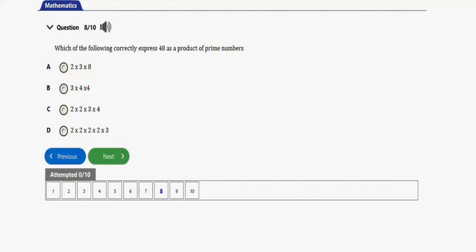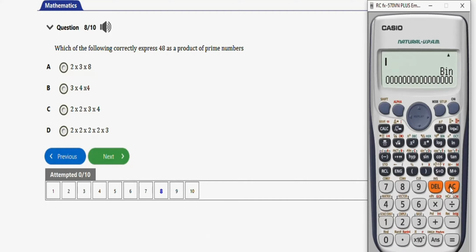Let's verify. When you check 2 times 2 times 2 times 2, this is 16. Okay, so 16 times 3 will give us 48. You see? So the right option is option D. That's it for this question.